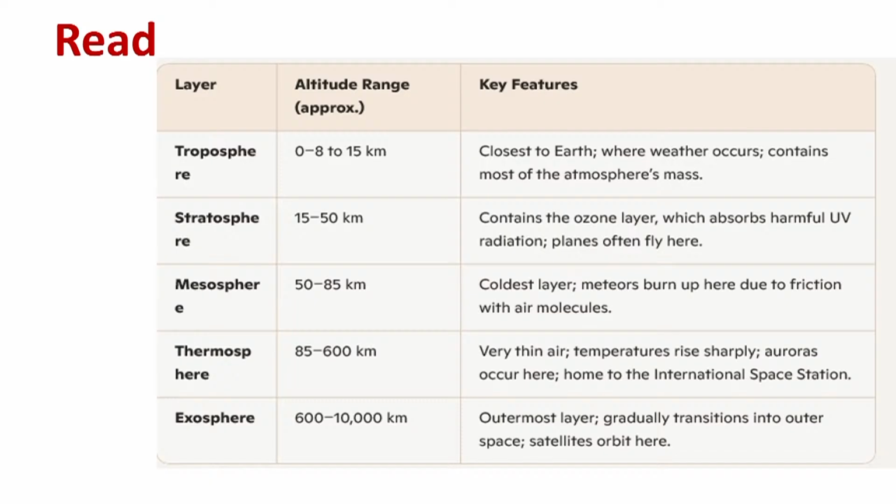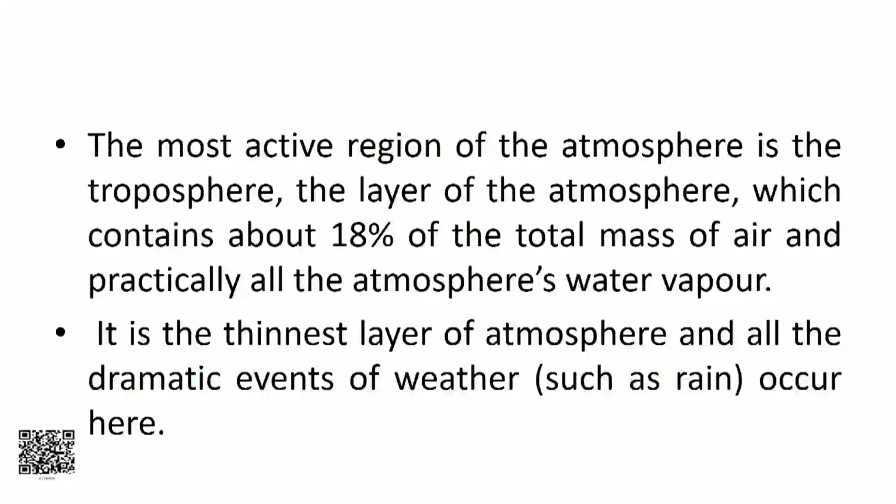Here, home to the International Space Station. So, there are 4 layers. The most active region of the atmosphere we know is the troposphere, the layer of the atmosphere which contains 18% of the total mass of the air and practically all the atmosphere's water vapor. It is the thinnest layer of the atmosphere, and all the dramatic events of weather occur here.